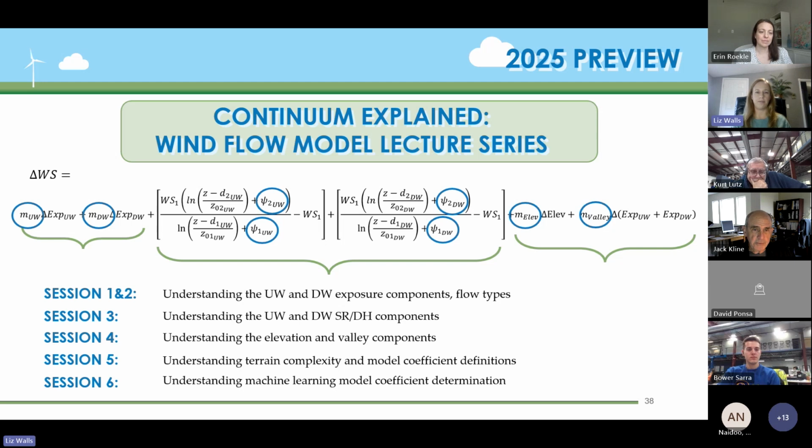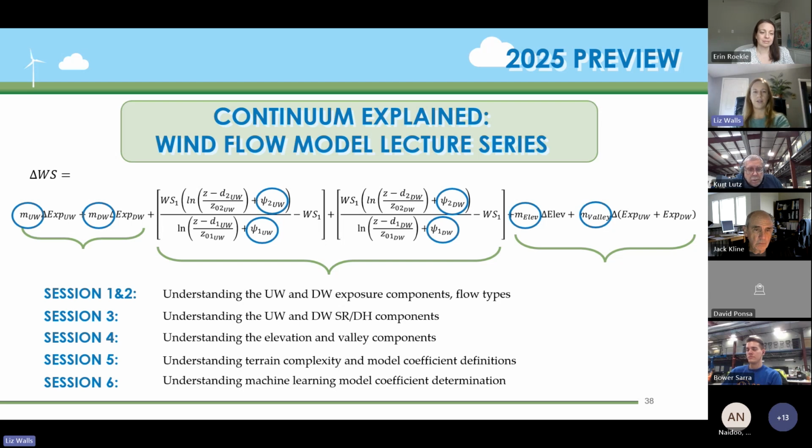The equation that I'm showing here, I showed earlier, and it is the full Continuum model, now incorporating our elevation component as well as the valley flow model. So in this series in 2025, we are going to talk about all these different components. The first couple sessions are going to be all about terrain exposure. We're going to talk about what upwind and downwind terrain exposure are, what the different flow types associated with different types of upwind and downwind exposure are, and look at this first component of the WindFlow model that looks at how changes in exposure translate into changes in wind speed across a project area. So that'll be the first 2 sessions.